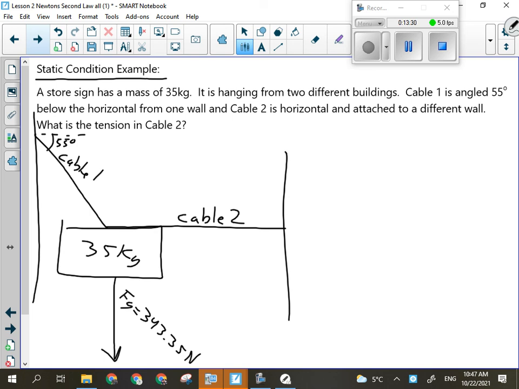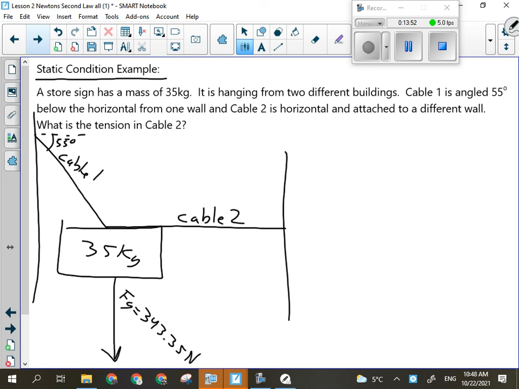This is where this question becomes intuitive. Yeah, or has to be. It may not be intuitive, but it has to become intuitive. The sign isn't moving. So the force of gravity, the force in cable 1, and the force in cable 2 all add up to 0.